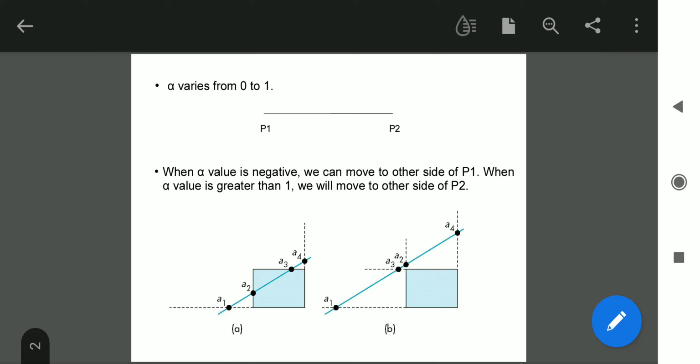Then alpha 2 is nothing but the intersection of the line segment with respect to the x minimum value of the output window, that is alpha 2. Then alpha 3 is nothing but the intersection of the line segment with the y maximum value of the output window. Similarly, the last one, alpha 4, is nothing but the intersection of the line segment with respect to the x maximum value of the output window. Always alpha 1 is with respect to y minimum, alpha 2 is with respect to x minimum, alpha 3 is with respect to y maximum and alpha 4 is with respect to x maximum.